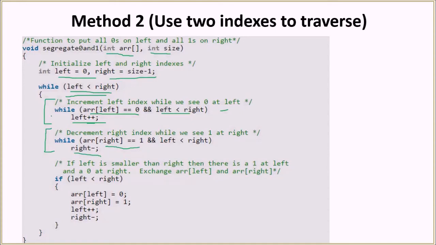Once these two steps are done, if left is smaller than right, then we basically have array of left equal to 1 and array of right equal to 0. So we'll just swap them. Actually, because we know the values are 0 and 1, instead of swapping we can just place the values. Array of left will be 0, array of right will be 1. And then we increment left and decrement right, because the values at the left and right index are at correct positions. Once this whole while loop breaks, at the end of it we'll have the correct output array.